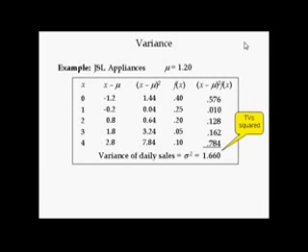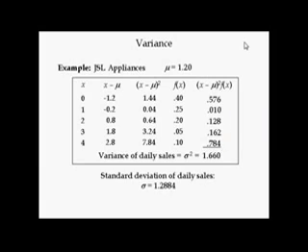This is the variance of daily TV sales, which is in units of TV squared. Taking the square root of 1.660 TV squared gives the standard deviation of daily TV sales, which equals 1.2884 TVs.